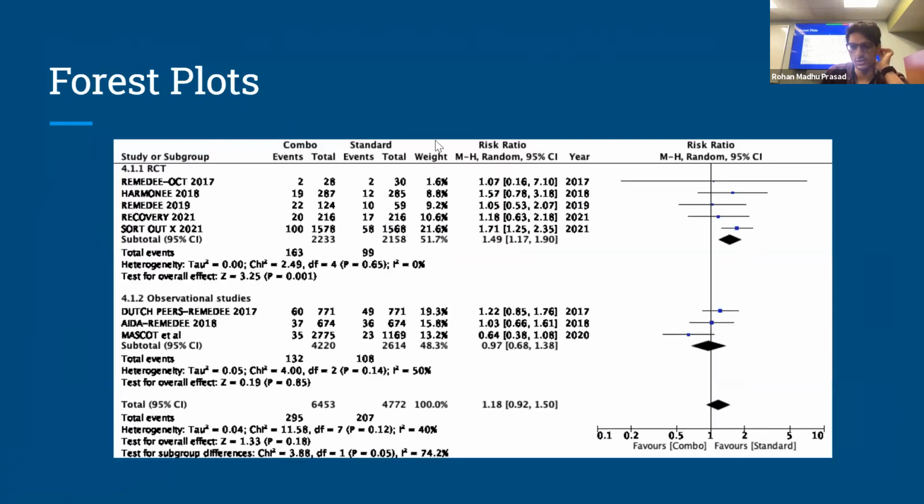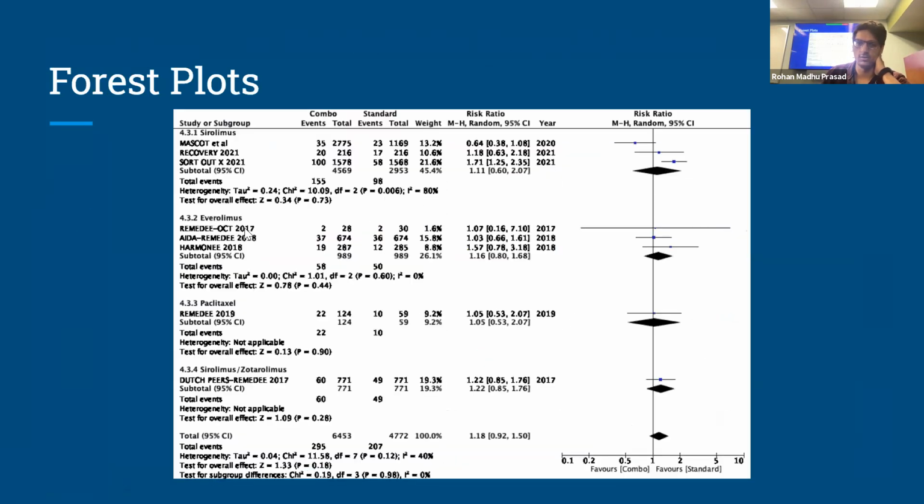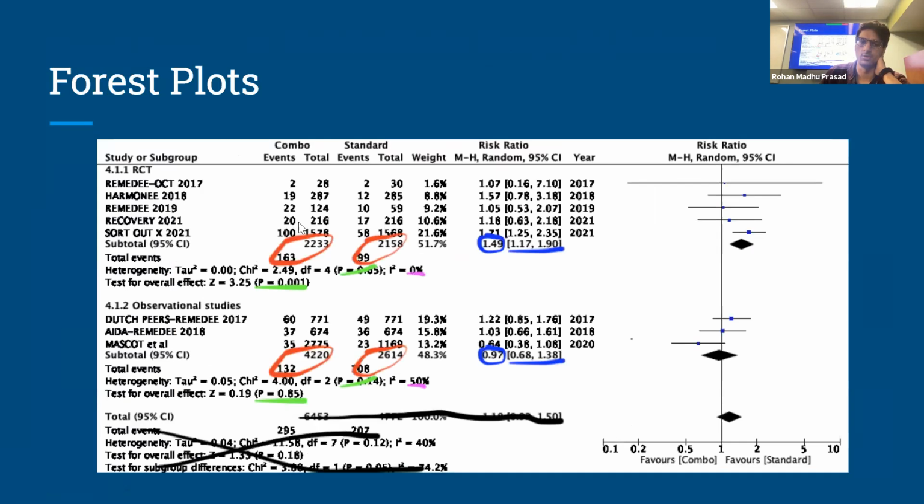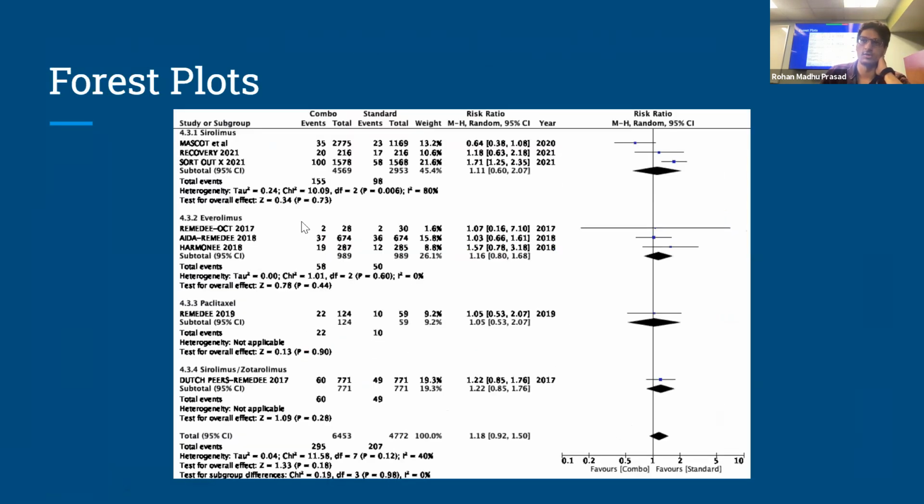So if I show you here now, this was statistically significant, right, on this forest plot. However, when you do a subgroup analysis, it's showing that none of these different stents was significant. And so that's why I did the subgroup analysis, because when I pooled all of these studies together, it told me that it was statistically significant, but when I separated it, it was not. And so that's kind of interesting.